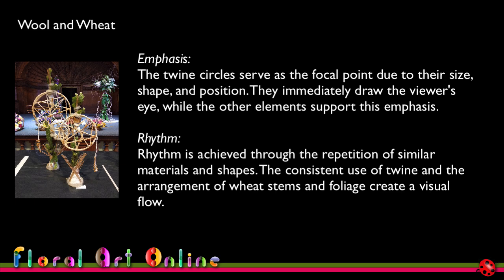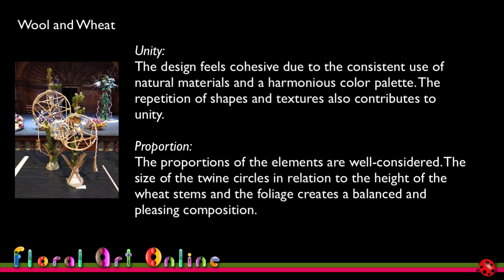Rhythm is achieved through the repetition of similar materials and shapes. The consistent use of twine and the arrangement of wheat stems and foliage create a visual flow. So once again, whilst it's not mirror images, there is rhythm and repetition in the design enough that you feel like it's a complete whole. The design feels cohesive due to the consistent use of natural materials and a harmonious colour palette. The repetition of shapes and textures also contributes to unity.